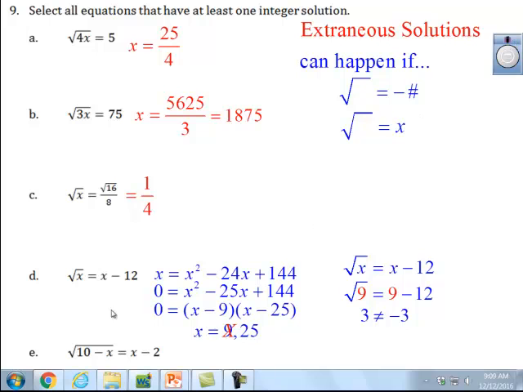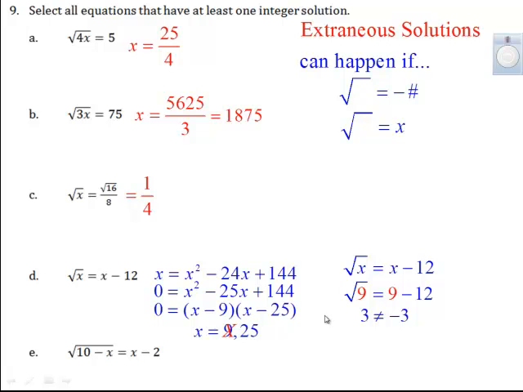So if the question asks what are the solutions, then you would just put 25. If it asked what is the extraneous solution, you would just put the 9. All right, why don't you guys try this one? Square both sides, and then you have to use the quadratic formula, and you get x equals 3 plus or minus 33 divided by 2. Good job.